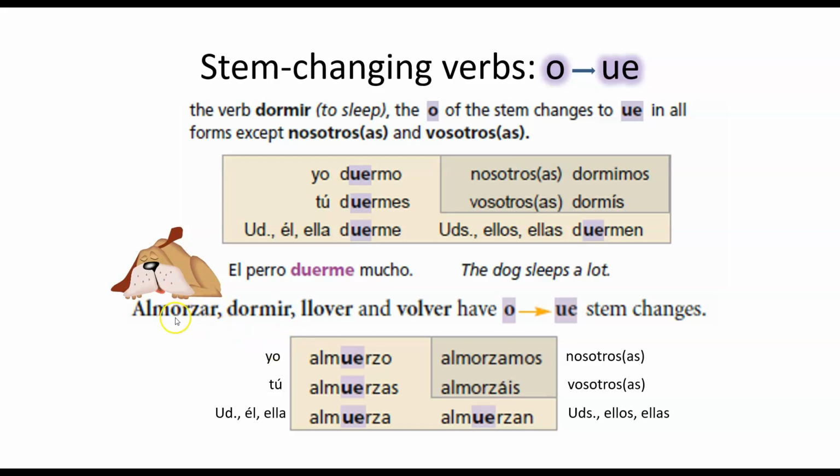The verb almorzar means to have lunch. So you'll write that down. And that this O changes to UE, right? We have we, o, we. And notice the boot shape.